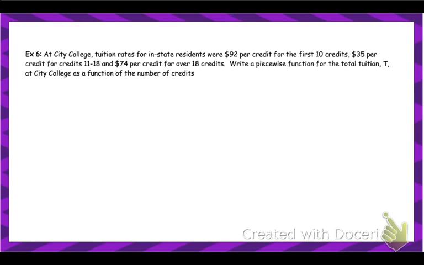So for the total tuition, the total tuition based on the number of credits. So let's start with the first equation. That's the simplest. $92 a credit for the first 10 credits. Well, that one's pretty easy. 92 times C, as long as C is less than or equal to 10. But we also need to consider, though, it can't be negative. We're not going to have a negative number of credits.